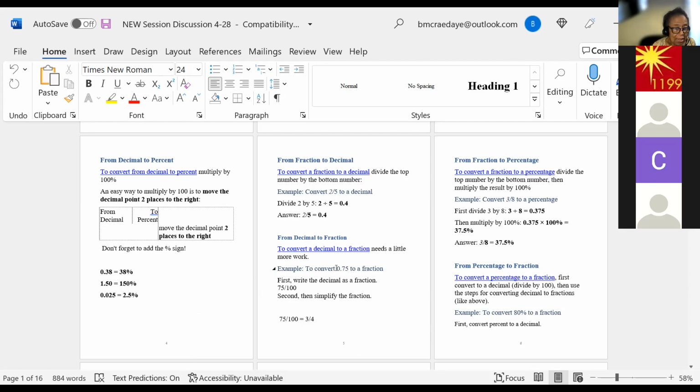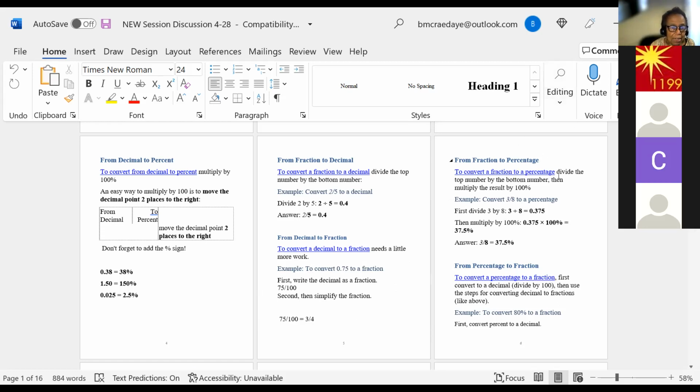Then if you want to do the opposite, from decimal to fraction, you just write the decimal as a fraction. Like if you had 0.75, just write it as 75 over 100. Then the second step would be to simplify it. Divide 75 by 25, you get 3. 100 by 25, you get 4. And you know this fraction, it's a familiar fraction, 3/4. So from decimal to fraction, you write it as a fraction and then simplify it.